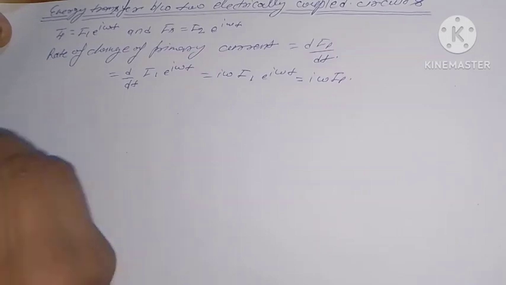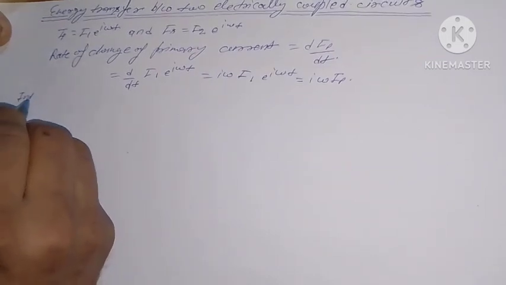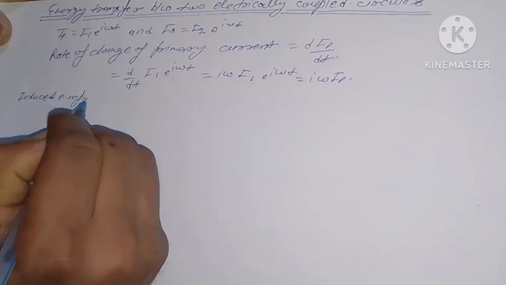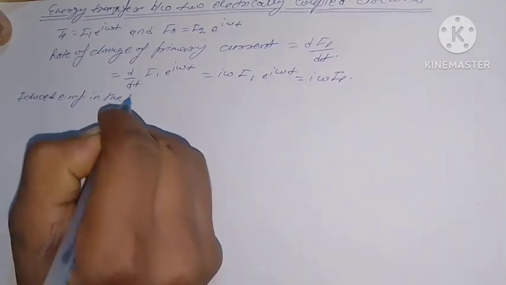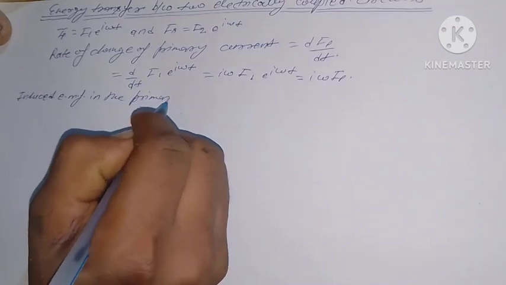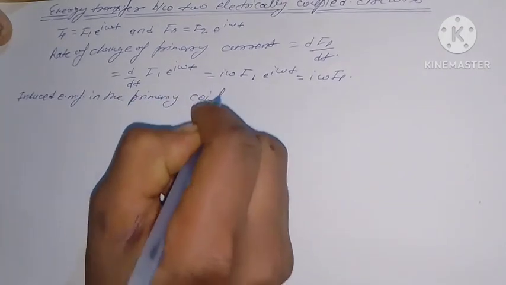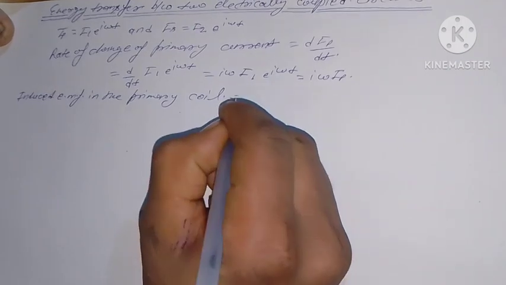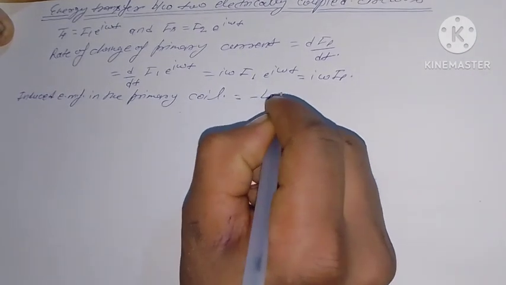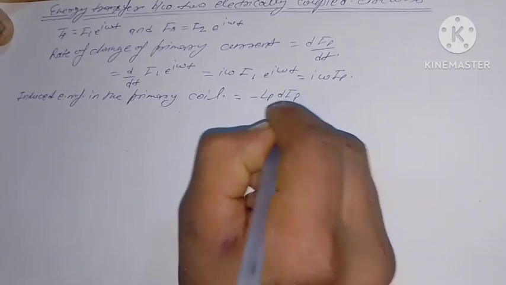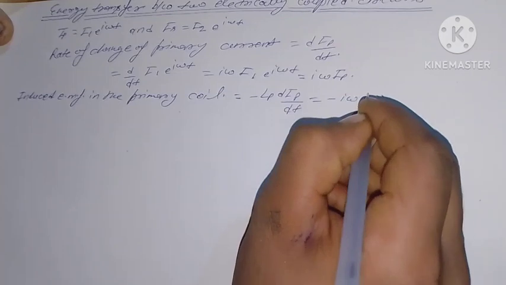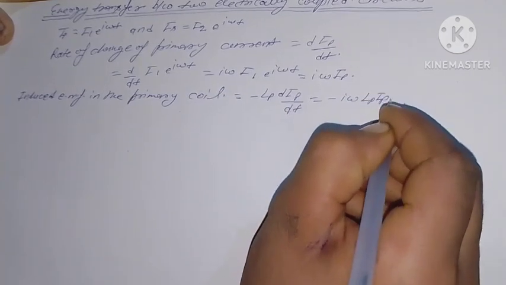Induced EMF in the primary coil. Induced EMF in the primary coil equal to minus LP dIP upon dt, that is minus i omega LP IP.